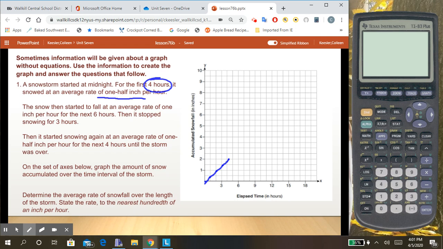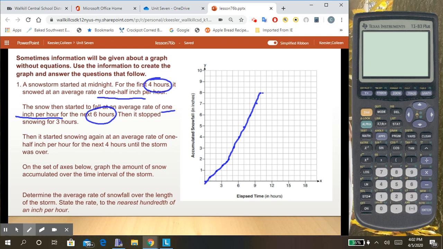Okay, then from there, it started to fall at an average rate of 1 inch per hour for the next 6 hours. So 4 plus 6 we know is 10, so this is going to get us to the 10-hour mark. And again, it's 1 inch per hour over that time. So from 4 to 5, it jumps to 3. From 5 to 6, it jumps to 4. From 6 to 7, it jumps to 5. From 7 to 8, it jumps to 6. From 8 to 9, it jumps to 7. And from 9 to 10, 6 hours later, it jumps to 8. And then we draw our straight line through those points.